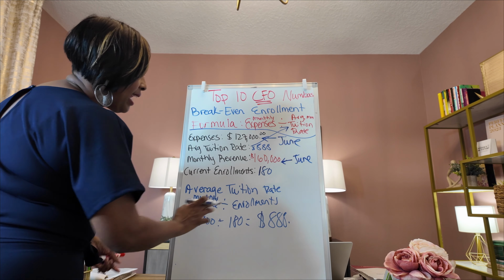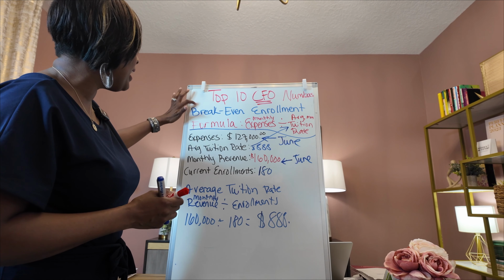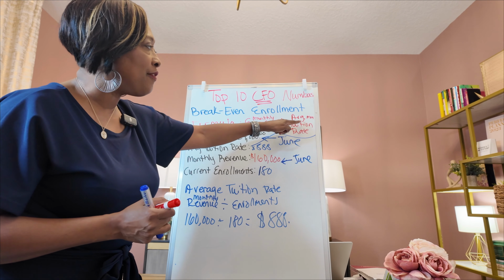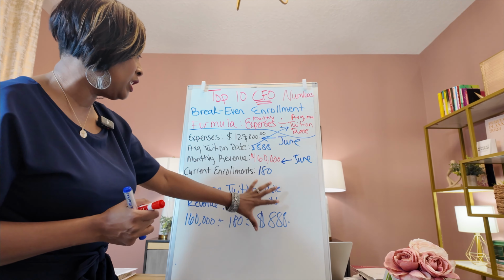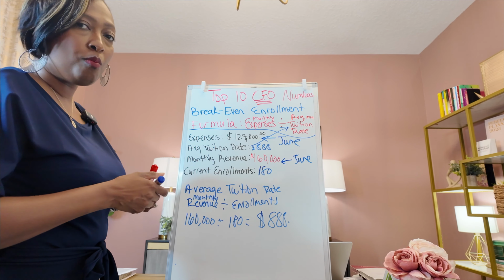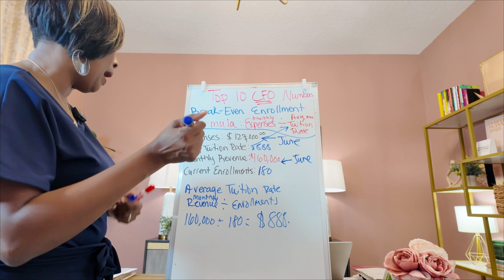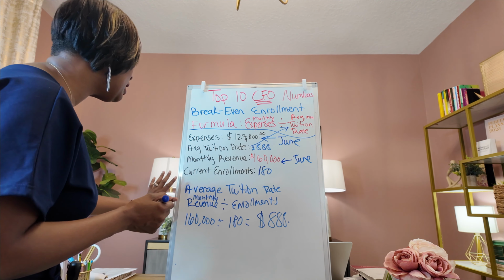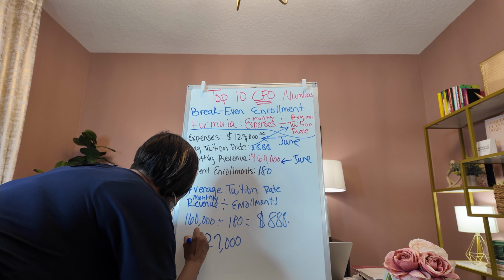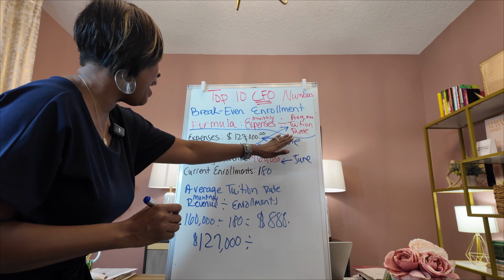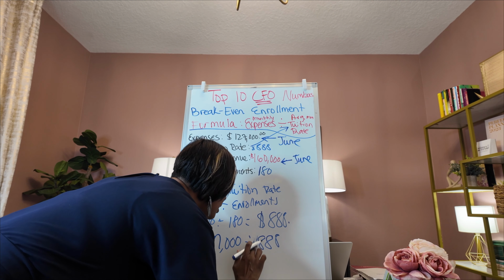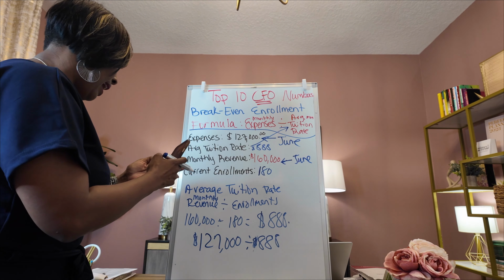What is this down here that I had to figure out? In order to find out my break-even enrollment, I got to know my monthly expenses divided by my average monthly tuition rate. That's what this portion was down here. Now I can figure out my break-even enrollment. Y'all ready to see this? Watch how this happens. So my monthly expenses was $127,000 divided by what? My average tuition rate, which I know is $888. Oops, that's a dollar sign. Let's divide that.